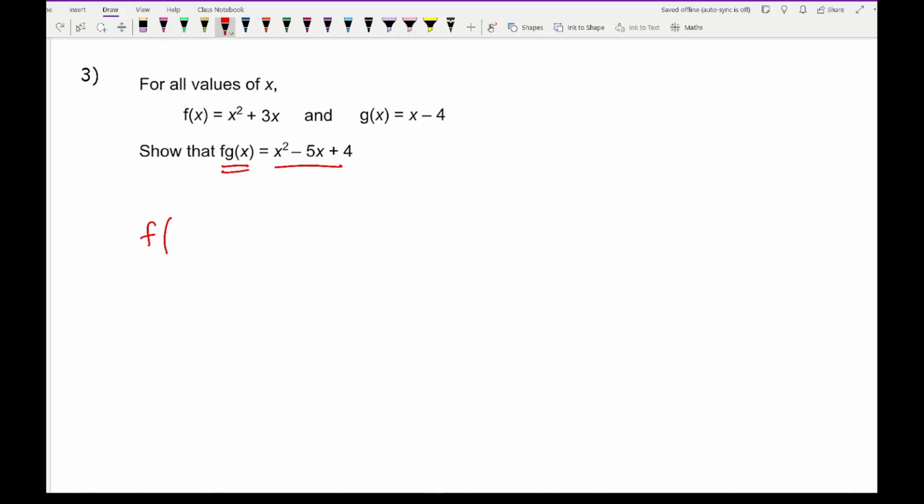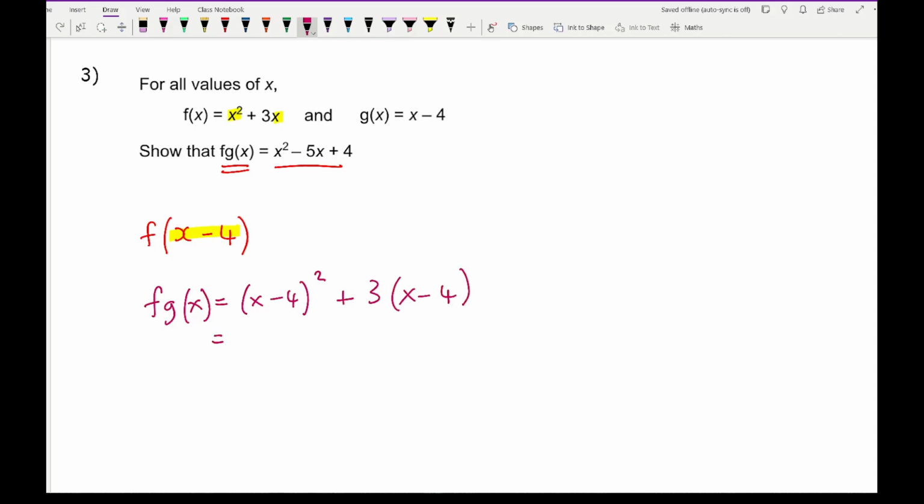So I'm going to write f, and I'm just going to copy what g of x is. So what I'm going to do is wherever I see an x in f of x, I'm going to swap it with x minus 4. So what this then becomes is fg, and again, addicted to writing things in brackets, fg of x is going to equal x minus 4 squared plus 3 lots of x minus 4.